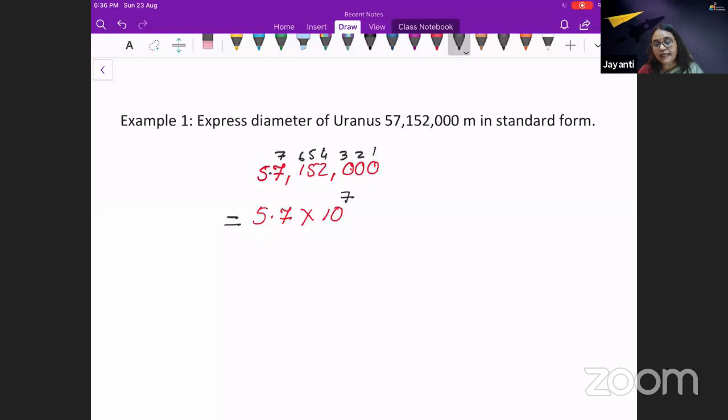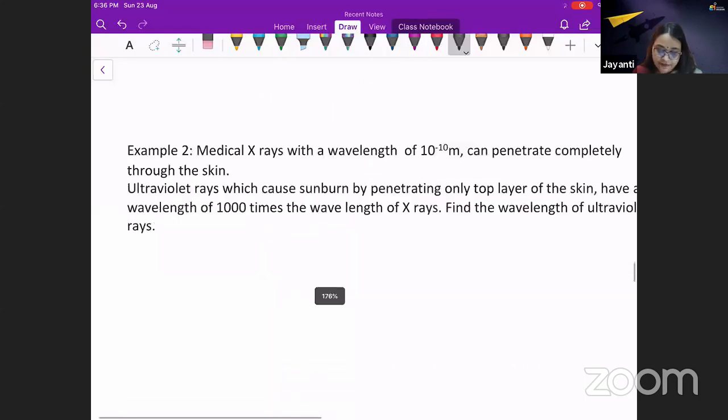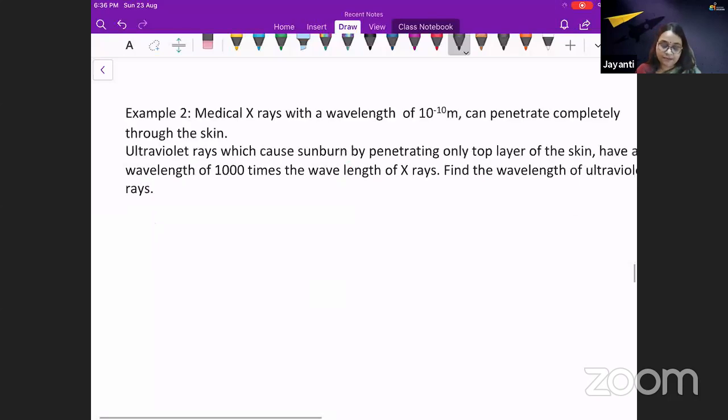Understood? Simple, right? Easy. Now let's do another question on this to understand this a little better. Now, this question is very interesting. Okay, it's a real fact.